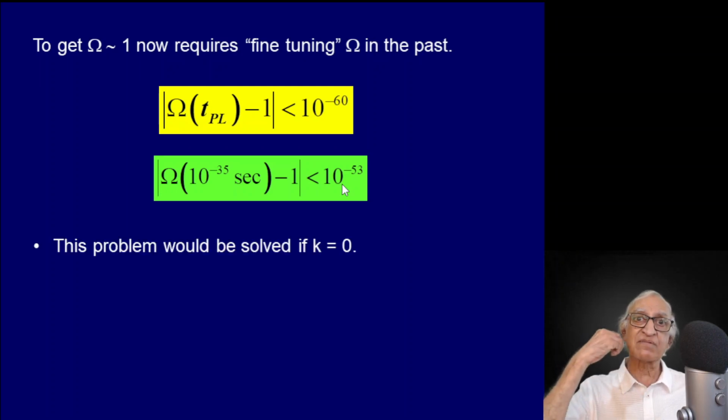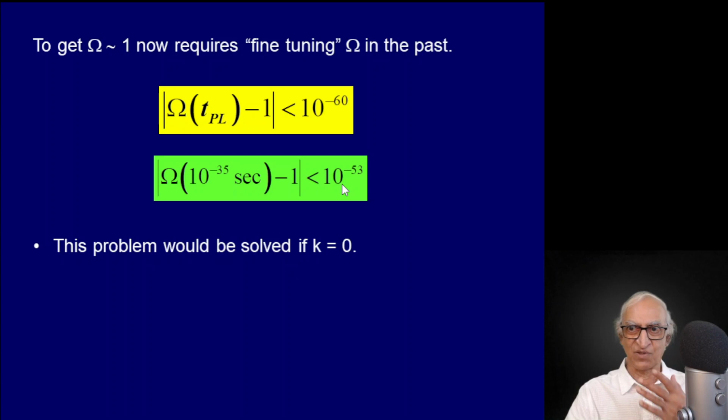Now the problem can be solved simply if k, the curvature of the universe, is 0. If space is flat, if space is Euclidean. All right? You agree? It was 1 all along. So don't ask me any embarrassing question. It should be 1 now. So it's 1 now, near 1 now, because it was always 1 in the past.